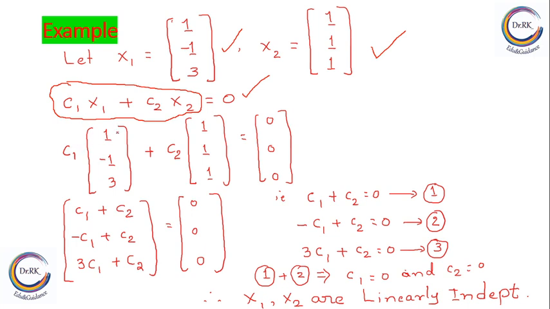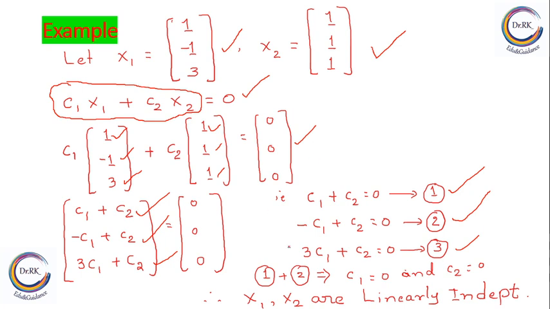Then C1 into the first vector. You can write either the vector as it is or we can take the transpose of this. So C1 into the first vector, 1 minus 1 3, plus C2 into 1 1 1, equal to as usual 0 matrix. Now simplify this. So C1 plus C2, minus C1 plus C2, 3C1 plus C2. So now C1 plus C2 equal to 0, minus C1 plus C2 equal to 0, 3C1 plus C2 equal to 0. Now we want C1, C2 values, right?